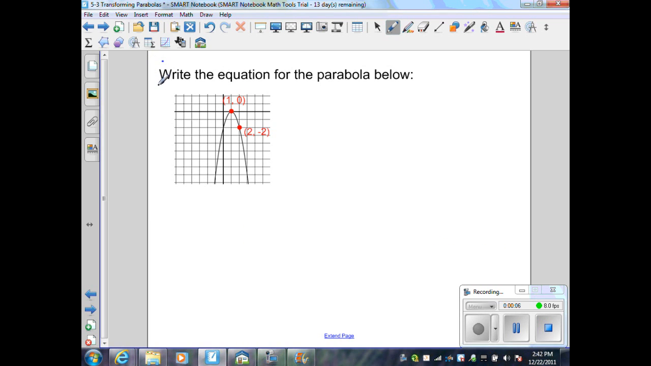Again, in this problem, they want us to find the equation of the given parabola. I'm given the vertex, which we know is h, k, and I'm given an ordered pair, which we know is x and y. We can use the general formula, which is f of x equals a times the quantity of x minus h squared plus k. Let's substitute in the known values.